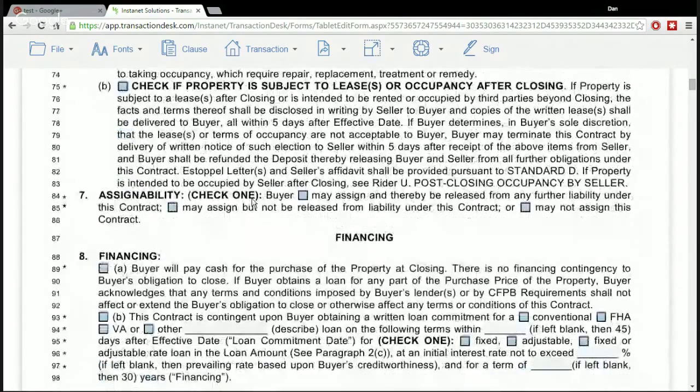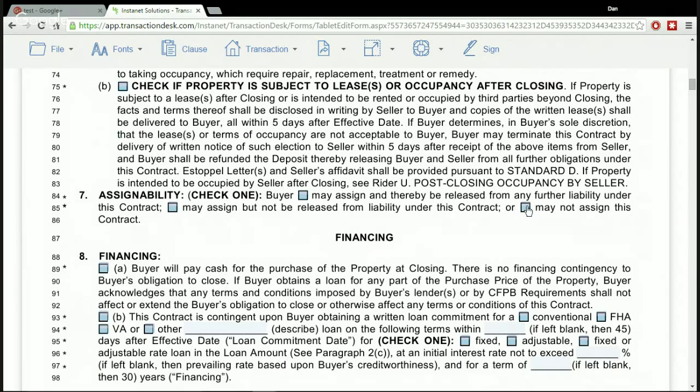Assignability. There's 3 options here. I hate this first option, but we'll read it out loud anyway. I wish they would strike it. Buyer may assign and thereby be released from any further liability under this contract. The buyer may assign all his or her obligations under this contract to someone else and be released from any further liability under this contract. Well, that doesn't sound very good if you're a seller, for instance. Shoot, or if you're the buyer's agent. The second one here is may assign but not be released from liability under this contract. Well, that sounds a little bit more reasonable.